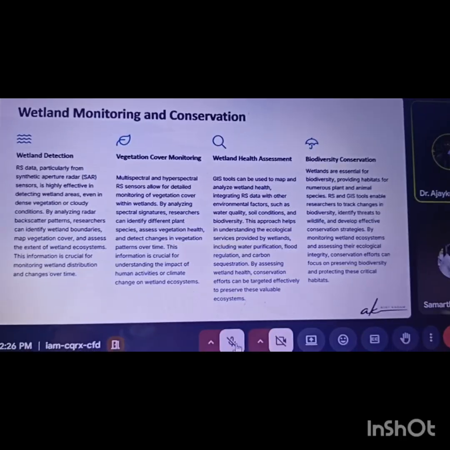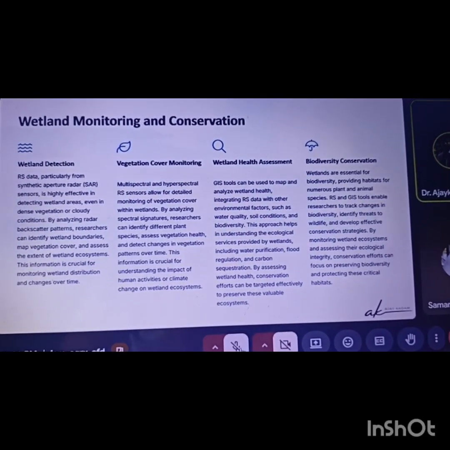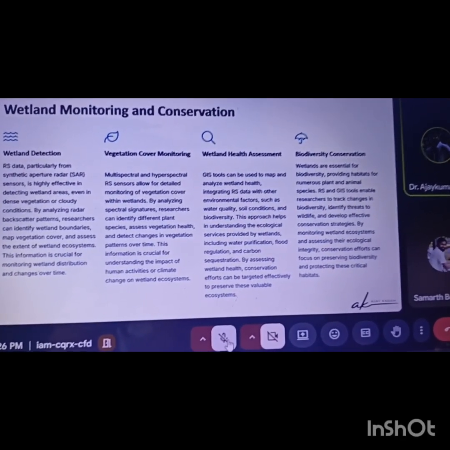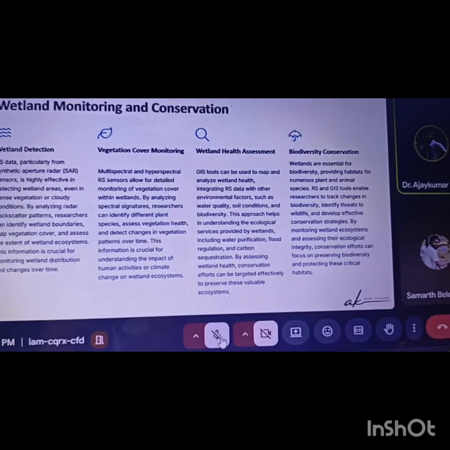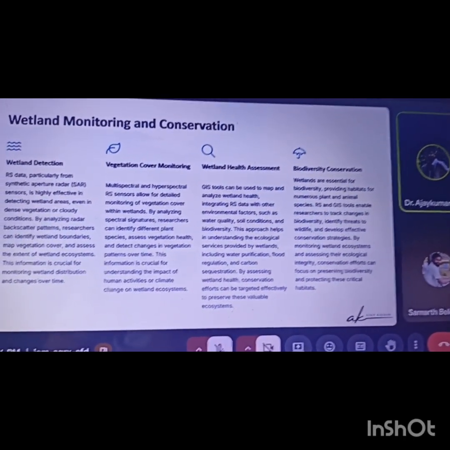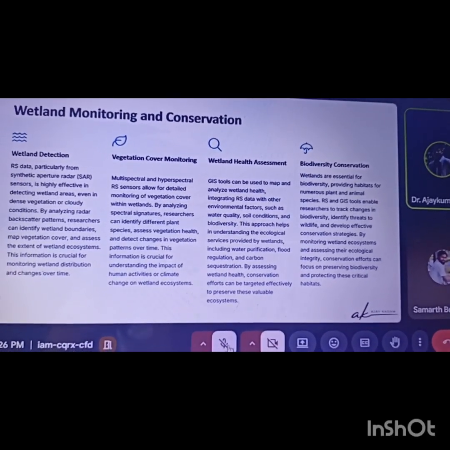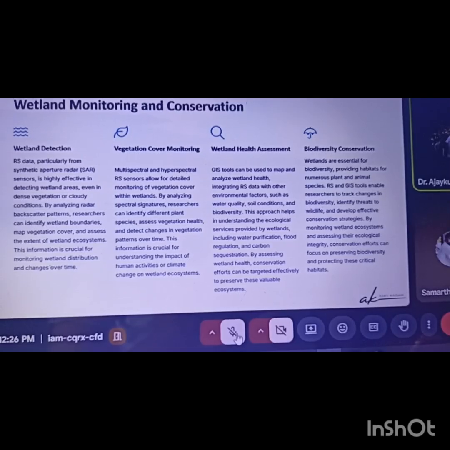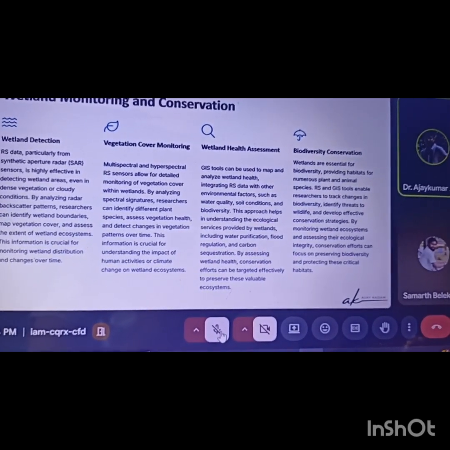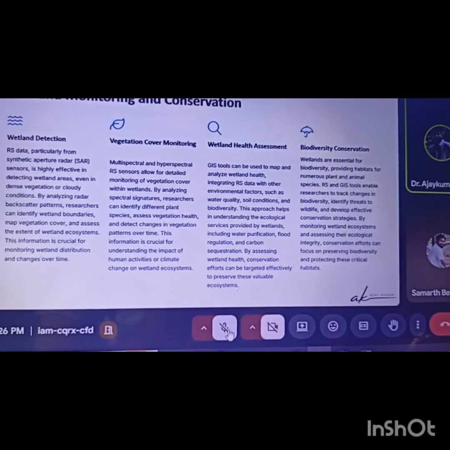Also, we have discussed wetland monitoring and conservation. Starting with wetland, because we have not done this study, we don't have a case study for this, but we know that a wetland is an area where there is always water. These are mainly areas near the seashore. Those areas we can detect with the help of GIS and remote sensing. And wetland cover monitoring we can also do regularly to monitor the area.